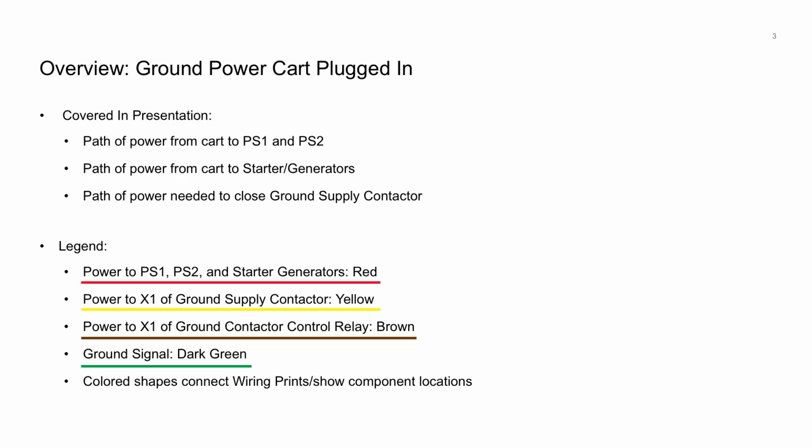For the wiring prints used in this presentation, power from the cart to the PS1, PS2, and the starter generators will be shown in red. Power from the cart to pin X1 of the ground supply contactor will be shown in yellow, and from the cart to pin X1 of the ground contact control relay will be shown in brown. Two shapes of the same color will show a connection between two pictures in this presentation. For example, the ground supply contactor will be called out with a blue box on every wiring print, as well as a picture of the GA panel later in the presentation.